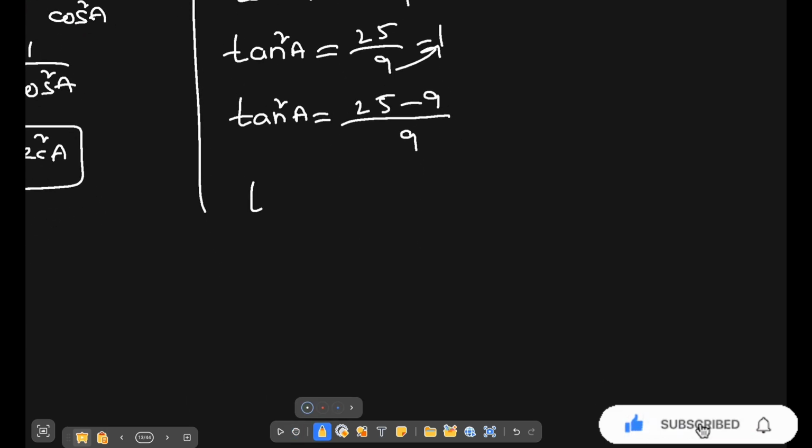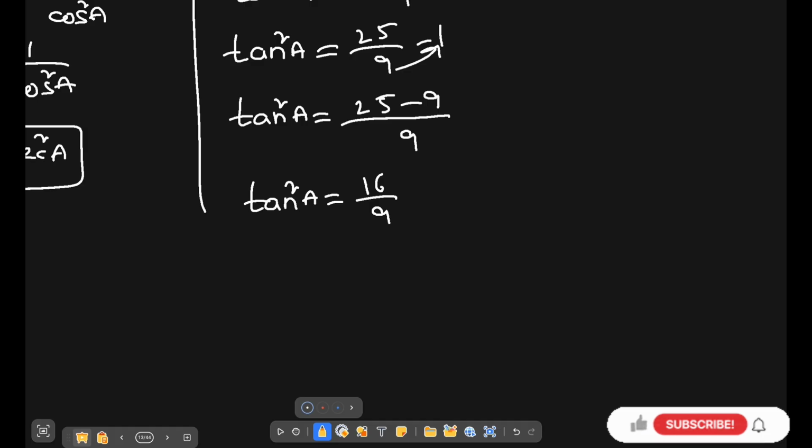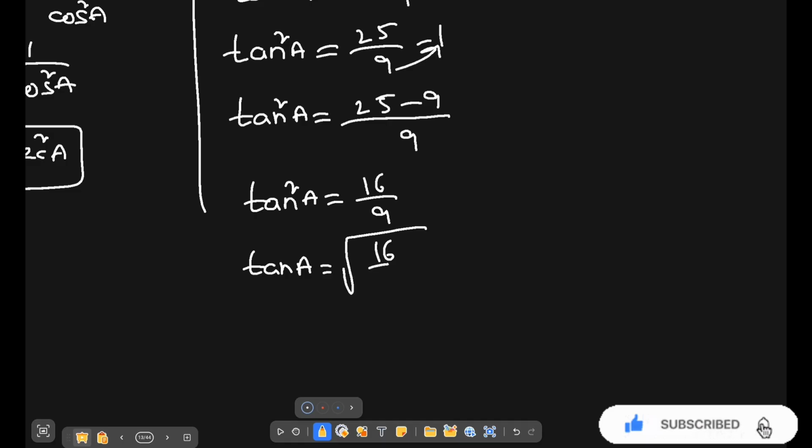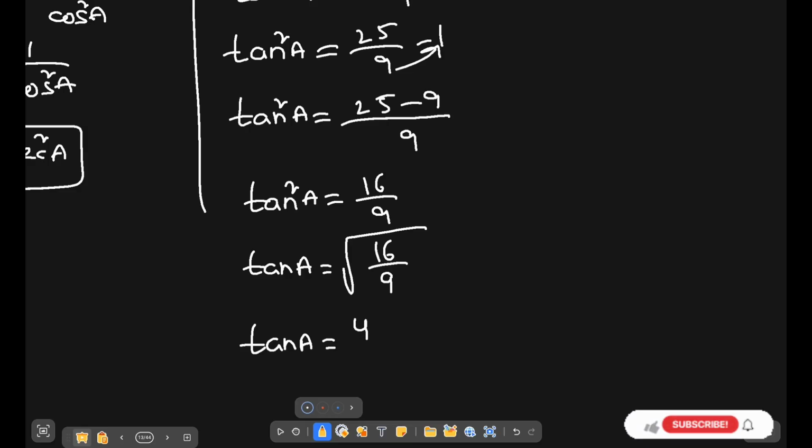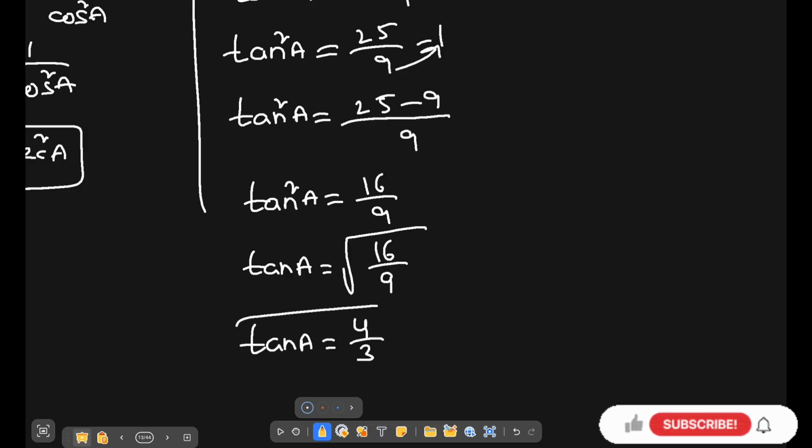Now tan square a is equal to 25 minus 9, 16 by 9. Now tan square a is equal to 16 by 9. Now the tan a value is root 16 by 9. So therefore tan a is 4 by 3. Tan a is 4 by 3. So this is the solution for this question.